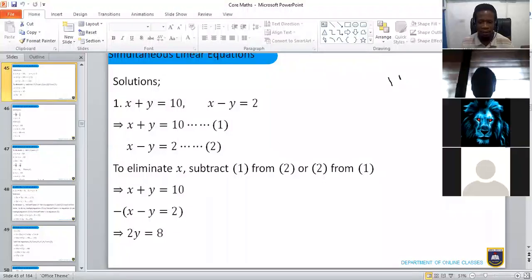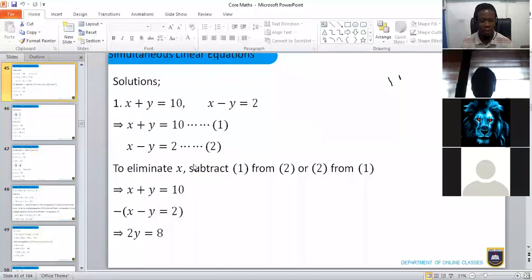Who can answer the question for us? The coefficient of x in equation 1 and 2. So they are the same. And what are the coefficients? What is the coefficient? 1. 1. Good.